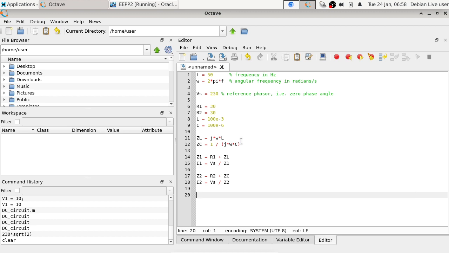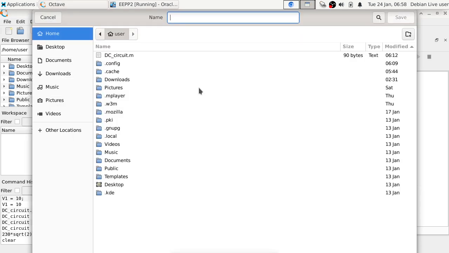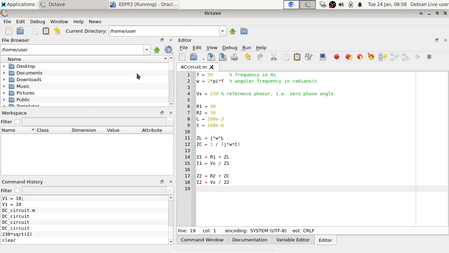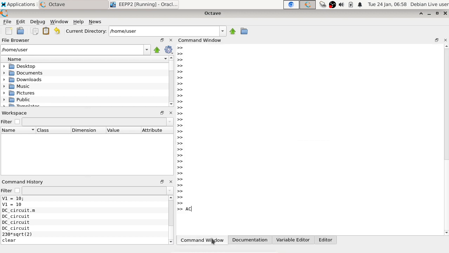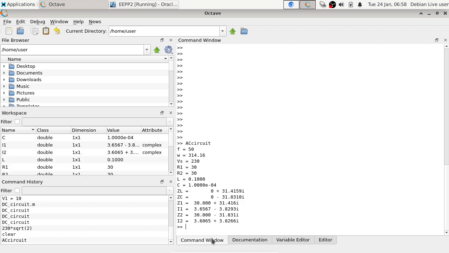So I'm going to save this. I'll just call it AC circuit.m. And if I switch to my command window, I should be able to just run that by typing AC circuit.m, or in fact just AC circuit without the .m. It will automatically append that. And you can see all of the steps in my calculation being carried out here.